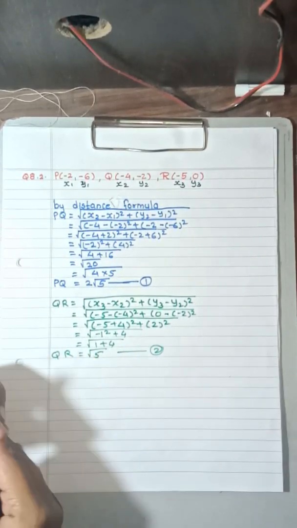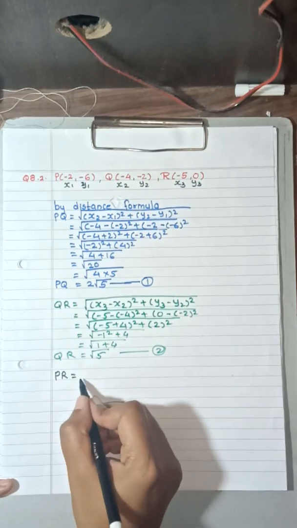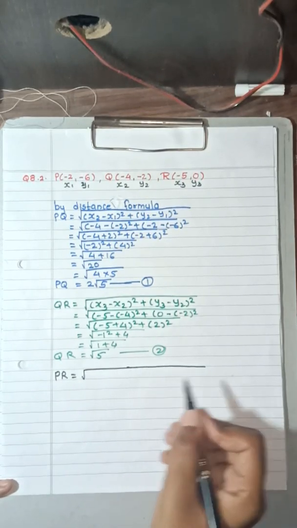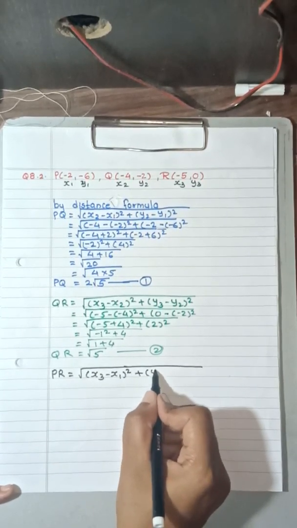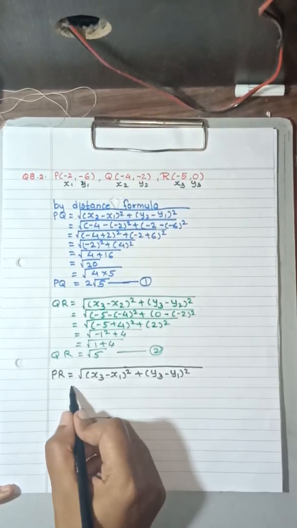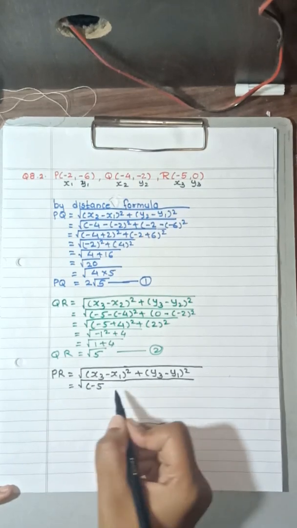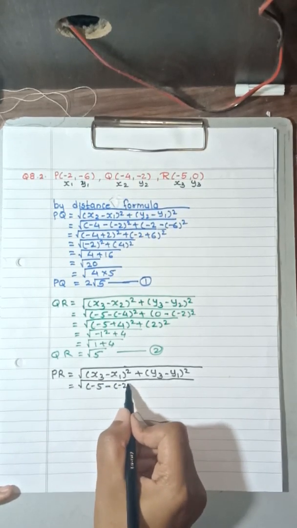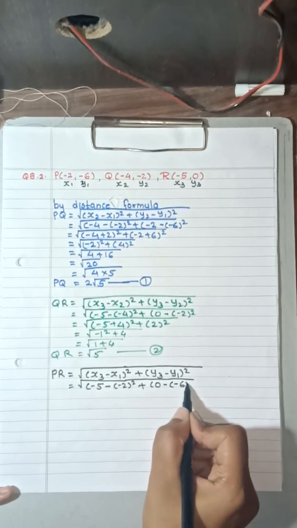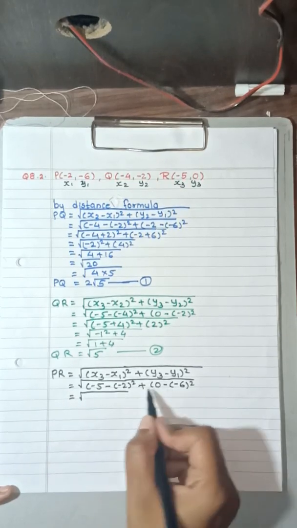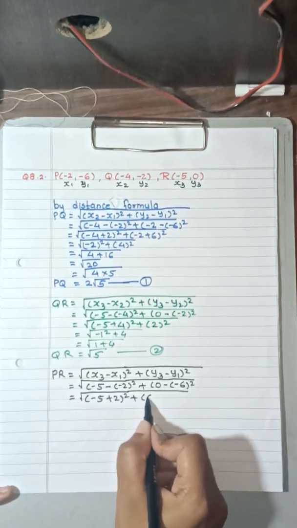Now we'll find out distance PR. Okay, so distance PR is equal to under root of (x3 minus x1) square plus (y3 minus y1) square. That is equal to under root of, so what is the value of x3? x3 is nothing but -5 minus x1 is -2, square, plus y3. y3 is 0 minus y1 is -6, square. That will be equal to under root of (-5 plus 2) square plus 6 square.